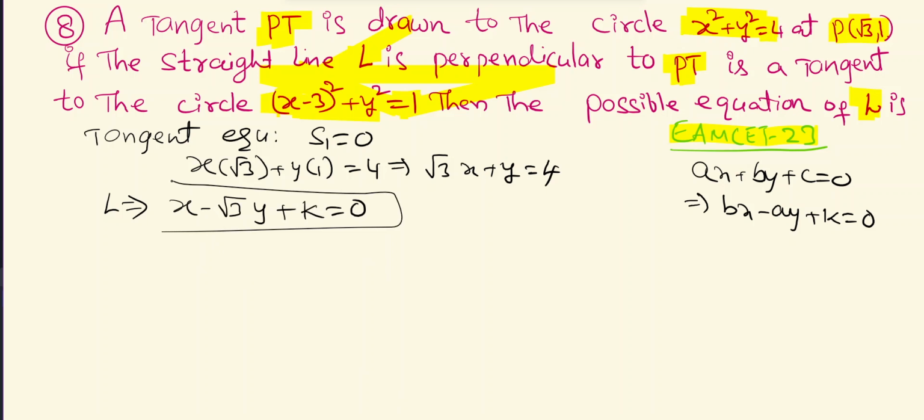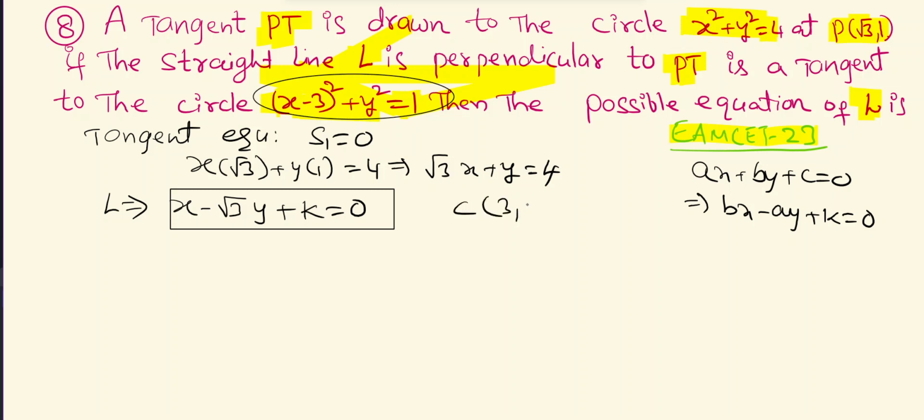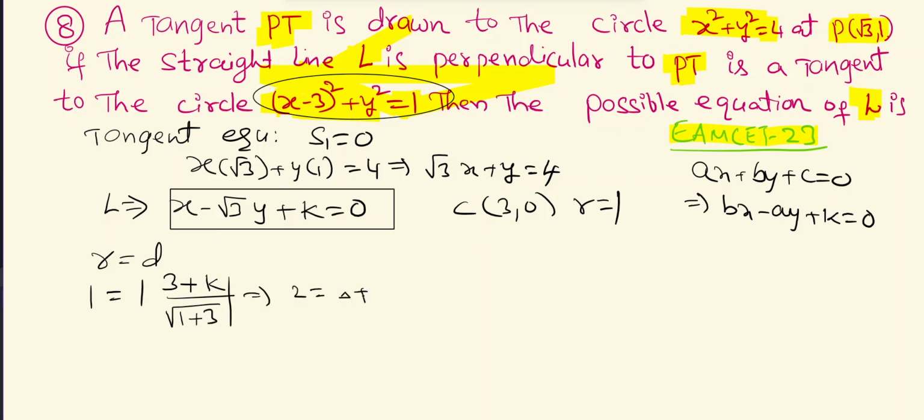This line is also a tangent to the second circle, (x - 3) squared plus y squared equals 1. The center of this circle is (3, 0) and the radius is 1. This line is tangent to this circle, which means r = d. Radius 1 is equal to the perpendicular distance from the center to this line: |3 - root 3 into 0 + k| by the square root of 1 plus root 3 whole squared, which is 2. So 2 = |3 + k|.